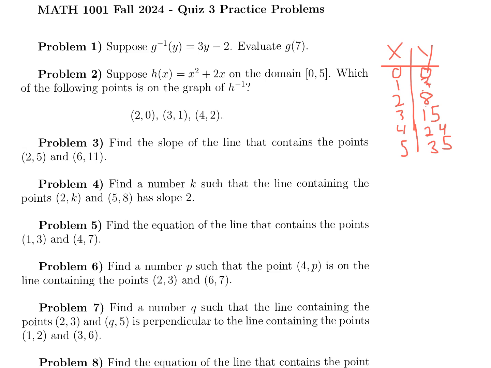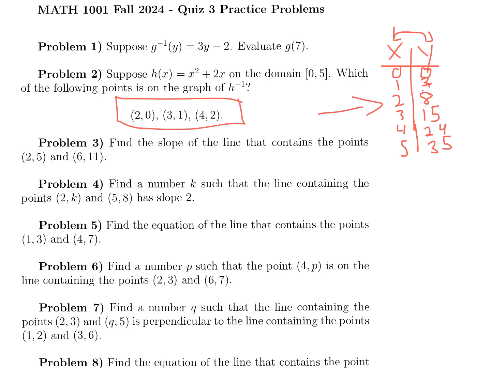So what happens with an inverse is that x and y just kind of reverse places. They just kind of trade places. So what we're looking for in our inverse ordered pairs is anything that matches with the opposite of what we see in our table of values.